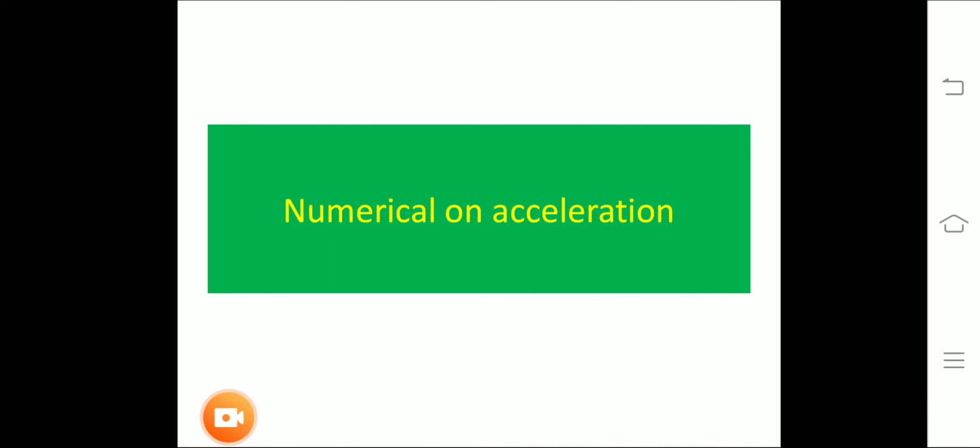Children, yesterday we studied about acceleration. What is acceleration? Change in velocity divided by time. Okay, acceleration is change in velocity with respect to time, and the formula is a equal to v minus u upon t. Hope it is clear to everyone.